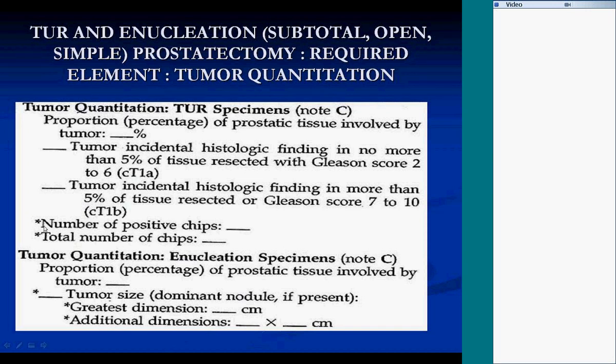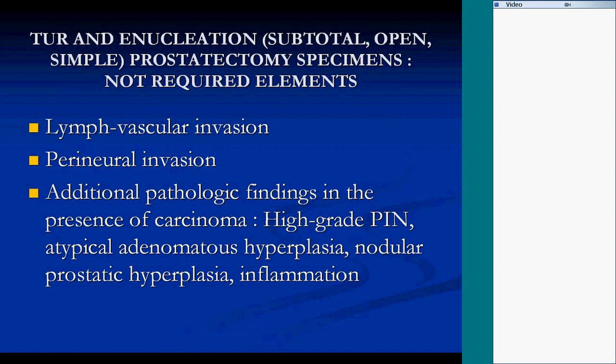And it's also optional, but I do report this, the number of positive chips of the total number of chips identified under the microscope as another measure of amount of cancer. So same thing for enucleation specimens, a percentage of tumor involved. And you can also provide, on an optional basis, that's what the asterisks indicate throughout this session. That's optional. You can provide, if there's a single dominant nodule, the greatest dimension just by measuring using a ruler under your microscope, because we're not going to see it grossly or very rarely.